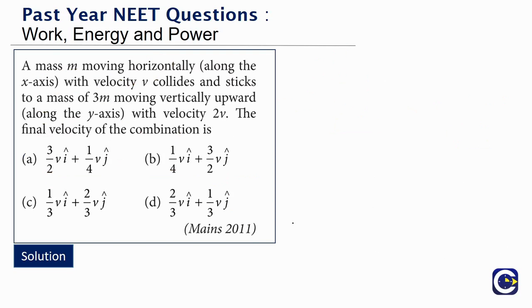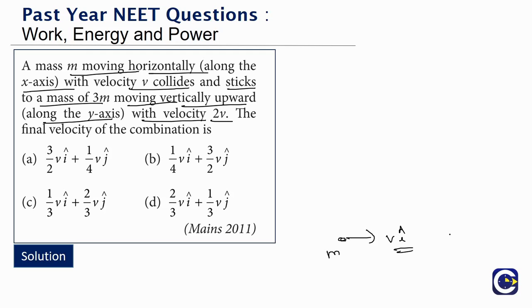Next we have a question that has come in the mains paper 2011. A mass m moving horizontally along the x-axis with a velocity v collides and sticks to a mass 3m moving vertically upwards along the y-axis with a velocity 2v. Means this m is moving along the x-axis with a velocity v, means we can say it is v i cap. And the 3m is moving along the y-axis with a velocity 2v, means we can say that the velocity will be 2v j cap.